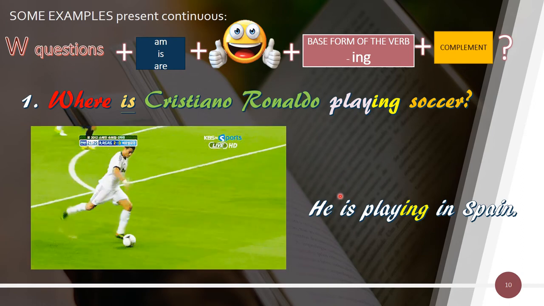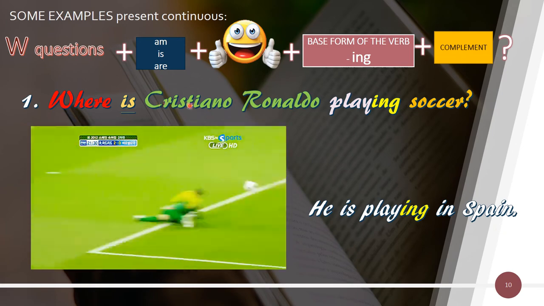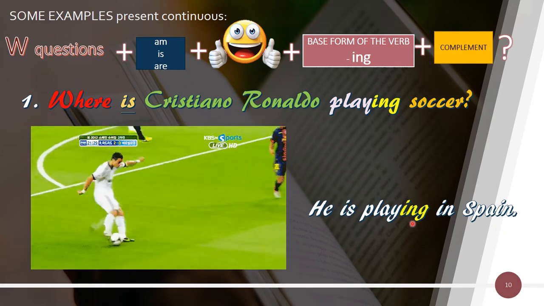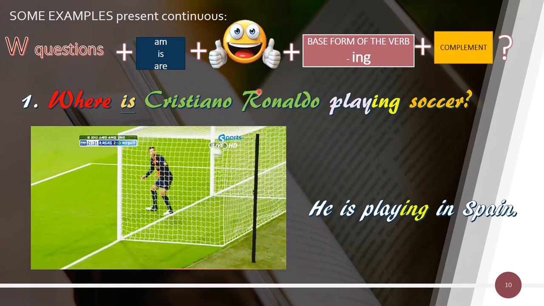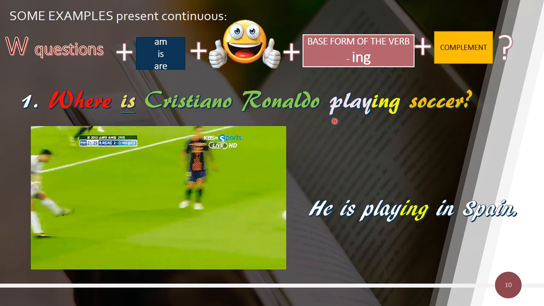And the answer is, he is playing in Spain. O también puede ser, Cristiano Ronaldo is playing in Spain. Y así acuérdate que este va primero, cambias el is adelante del sujeto y ya es la respuesta.